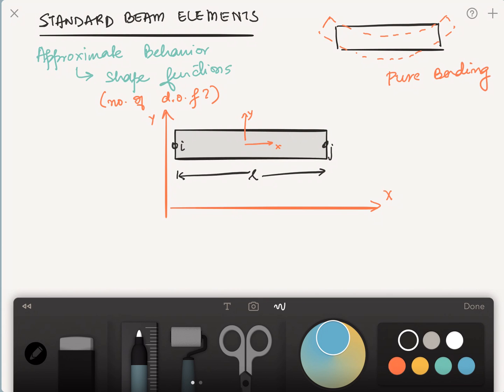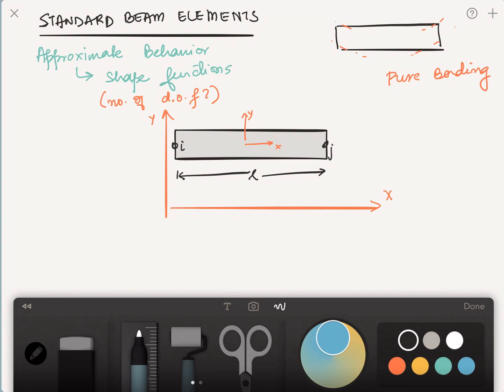I and J. Now, because this is an element which is under pure bending, there will be distinct degrees of freedom that will act on this element. The first degree of freedom is going to be a transverse displacement. As you can see in the top right figure here where the bending is shown, of course this is a much exaggerated figure, so it's not a really nice representation. Should probably draw it out again.